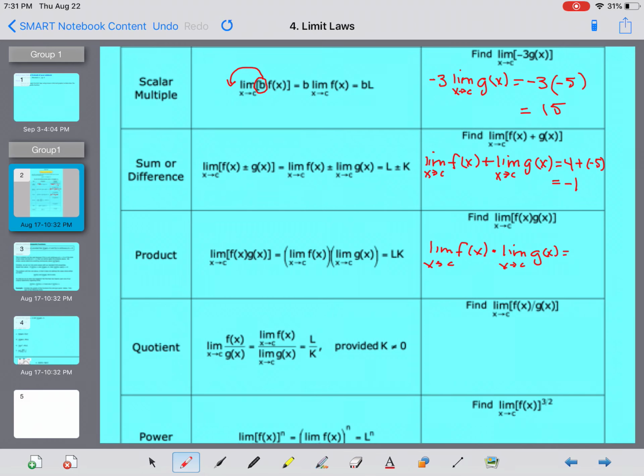So if we take the limit of f of x from above, we said our limit of f of x was, sorry, I lost what it was, 4. You can't see the top. And then the limit of g of x was -5.